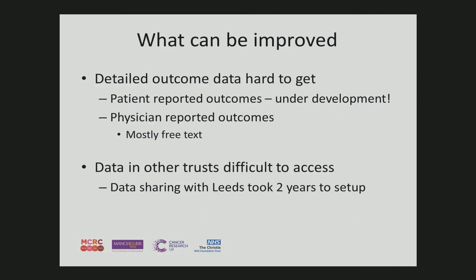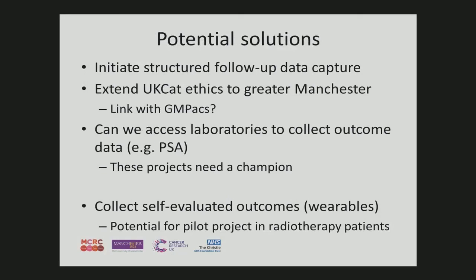And it's really difficult to access data in other trusts. We collaborate with leads, and again, it took us 2 years to get to that data, which is horrible. So we're thinking about solutions, and that's maybe something to discuss offline. And one thing that is interesting is maybe to implement wearables as one form of measurement of outcome. For instance, heart rate is a very good indicator for cardiac health and activity.